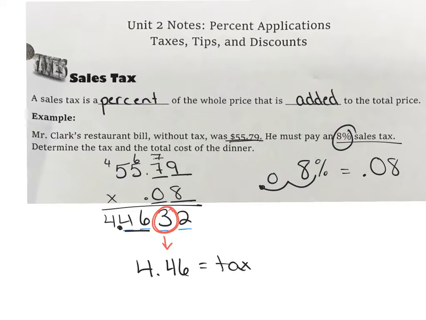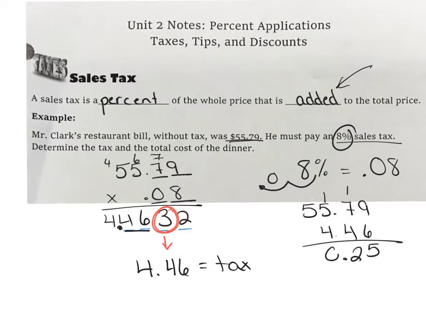So that is just for the tax. Next, we have to find the total cost of dinner. So that means we need to add the $4.46 to the $55.79 to get the total cost of your bill, because remember, tax is added. So this will be 15, 12, don't forget to bring the decimal down, 10, and 6. So the final cost of the dinner will be $60.25.